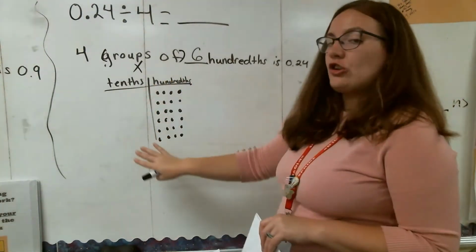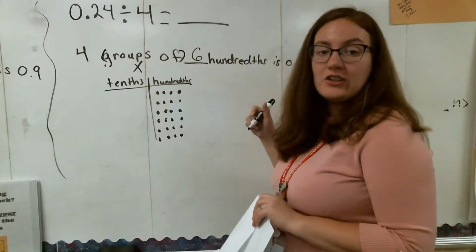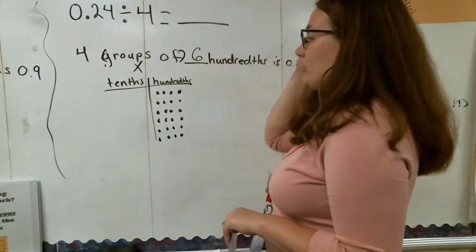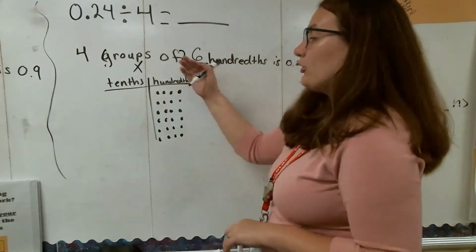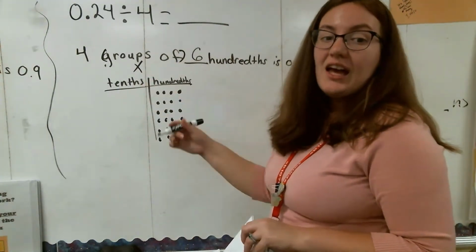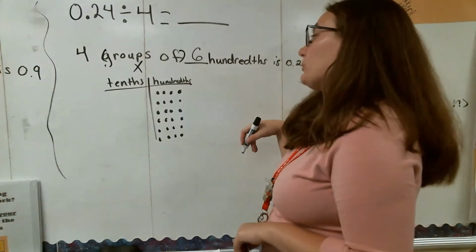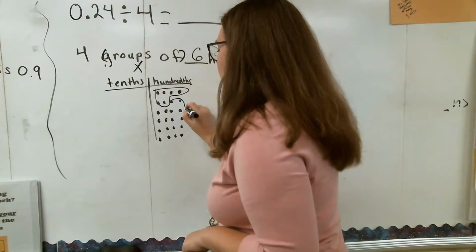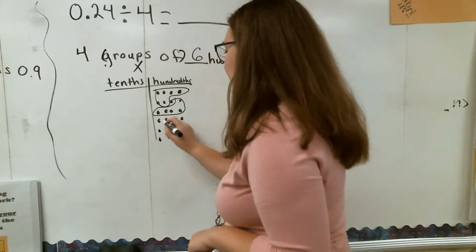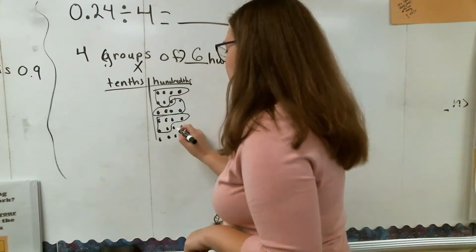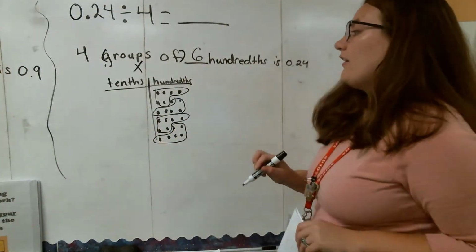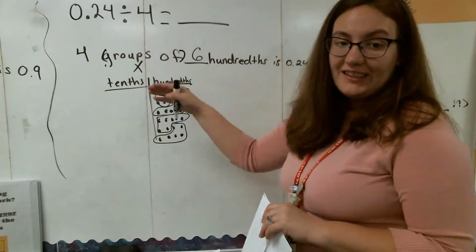Then I could also show my work in a place value chart. So I am starting with 24 hundredths, and I want to break them into 4 equal groups. So I'm showing you 24 hundredths right now, and I want 4 equal groups of that. So I create 1 group, 2 groups, 3 groups, and then 4 groups of 6 hundredths in each group.